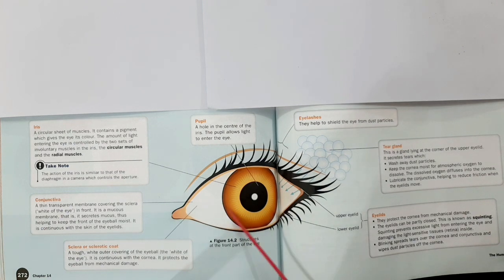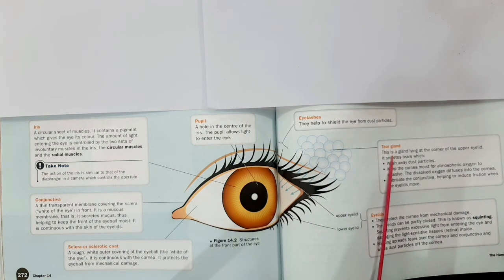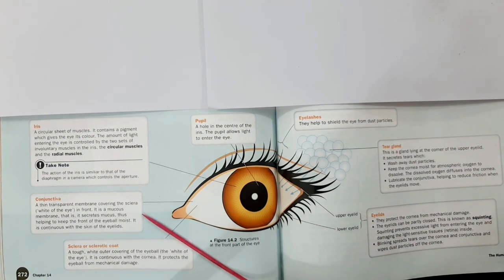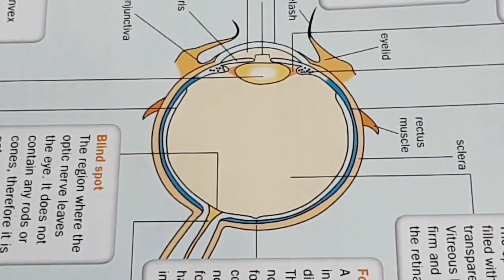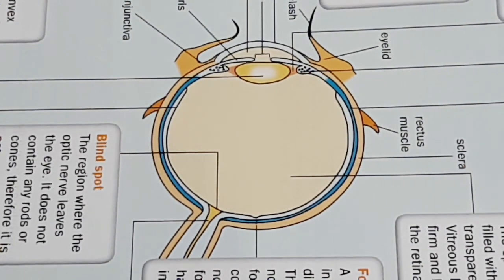All these different functions are also mentioned. I'll send you the picture of this also. The function of the tear gland is mentioned, and another one is the eyelid. The functions of the eyelids are mentioned here, and the functions of the conjunctiva are also mentioned in this one. Okay class, this is the internal structure of the eye. I'll also send you the picture of this part, in which all the functions will be explained.